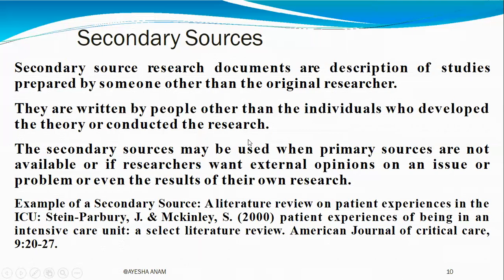So there are two types of researchers: those who developed and conducted the research, and the second type of researchers that use these primary sources and give their opinion about that research, or they may find out some faults in that research. So the second type of researchers use the secondary source of documents. The secondary sources may be used when primary sources are not available, or if researchers want external opinion on an issue or problem, or even the result of their own research.